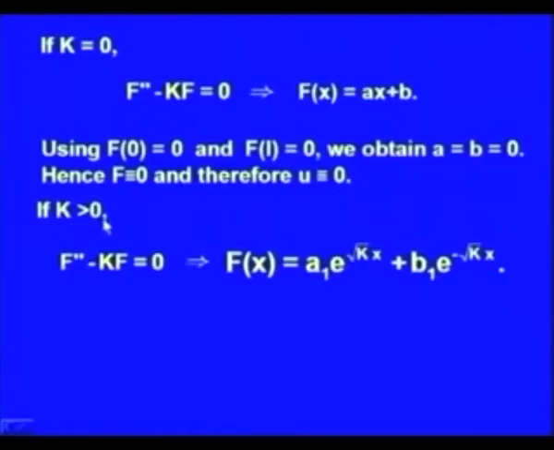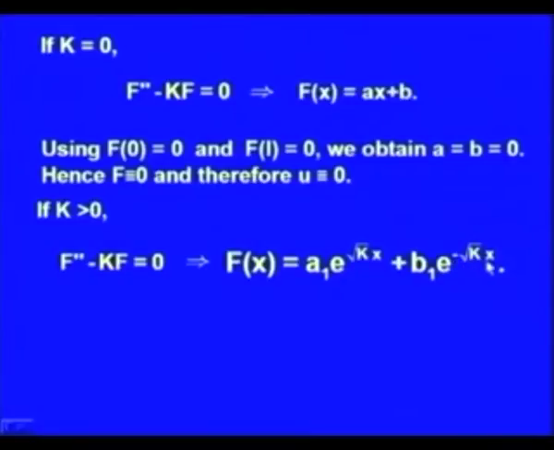Now, if k is taken to be positive, then f double dash minus k f equal to 0 is a homogeneous second order ordinary differential equation. So, we can write its auxiliary equation as m square minus k equal to 0, which will give us two values of m as m equal to plus minus root k. They are both real and distinct, and therefore, the complementary function will be equal to a 1 times e to the power root k into x plus b 1 times e to the power minus root k into x. Here the particular integral is 0 because the right hand side is 0.